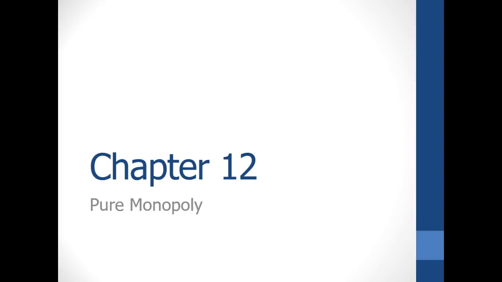Okay, Chapter 12, Pure Monopoly. This chapter is divided into 7 objectives: the characteristics of a pure monopoly, the barriers to entry that create and protect monopolies, how demand is viewed by a monopolist, price and output determination under monopoly, the economic effects of monopoly, price discrimination, and the regulation of monopolies.